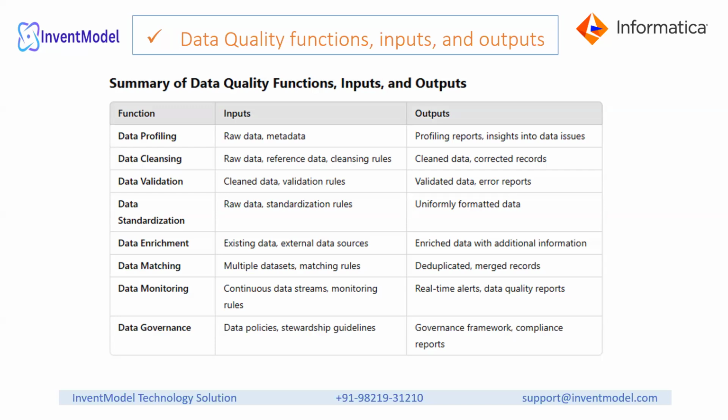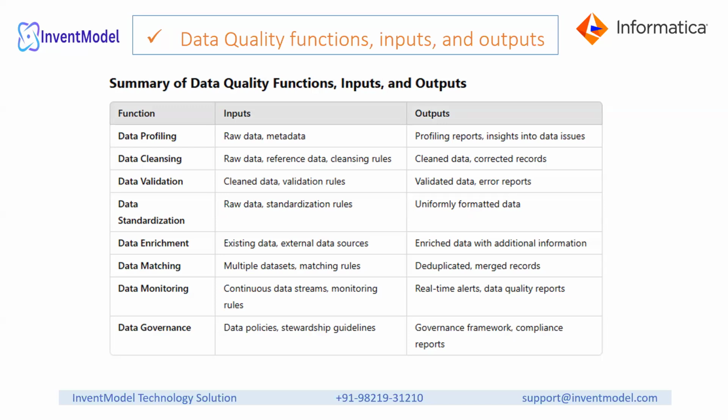Data cleansing, we can get clean data, corrected data as output. Data validation, we can get validated data, which will help us to give error-free reports. Data standardization will help us to maintain the uniformity of the data. Data enrichment means adding more information to the same data. So what can it give us? It can give us enriched data with additional information.